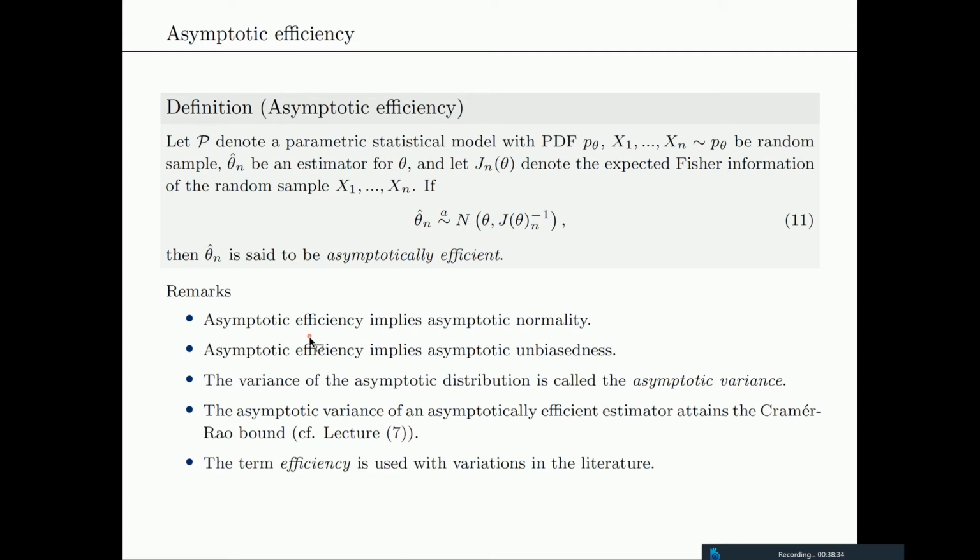And there are some variations in terms of efficiency. If you go over the different books, I think this is still the most common. It's a little bit hard to, of course, disentangle efficiency and asymptotic normality, because efficiency always implies asymptotic normality.